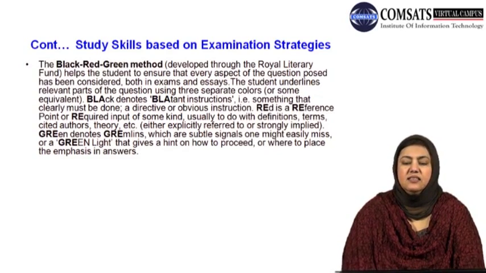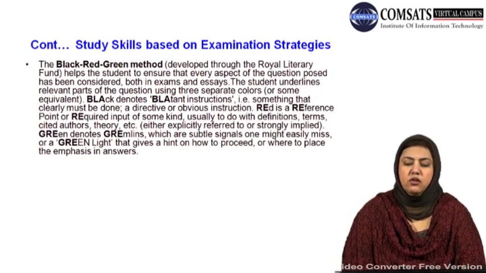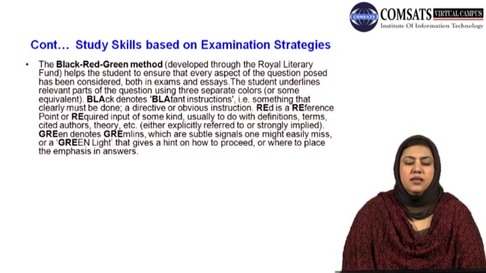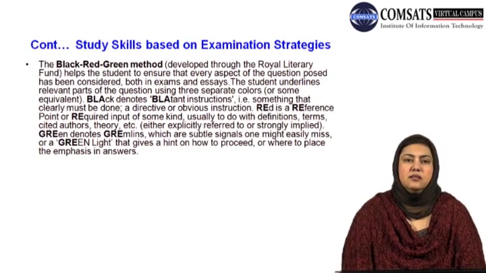As far as red color is concerned, red is a reference point or required input of some kind, usually to do with definitions, terms cited by author or theory, etc., either explicitly referred to or strongly implied in the text. The third color, green, denotes gremlins, which are subtle signs one might easily miss, or a green light that gives a hint on how to proceed or where to place the emphasis in answers.